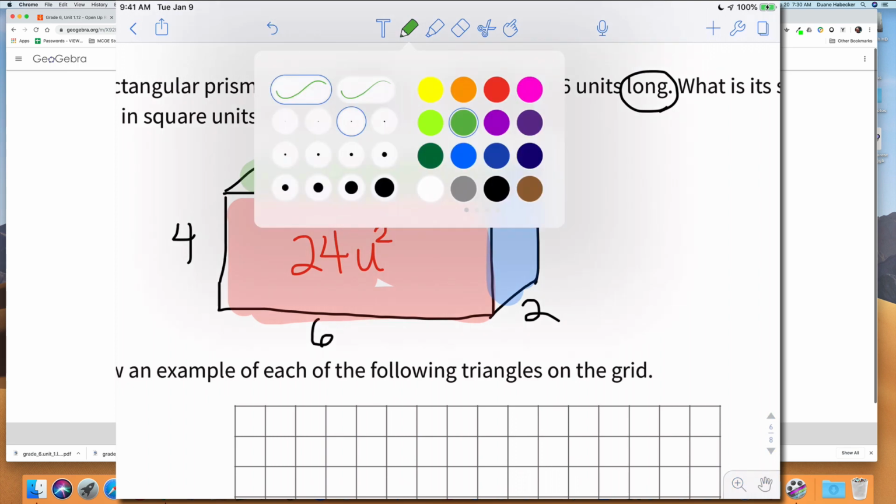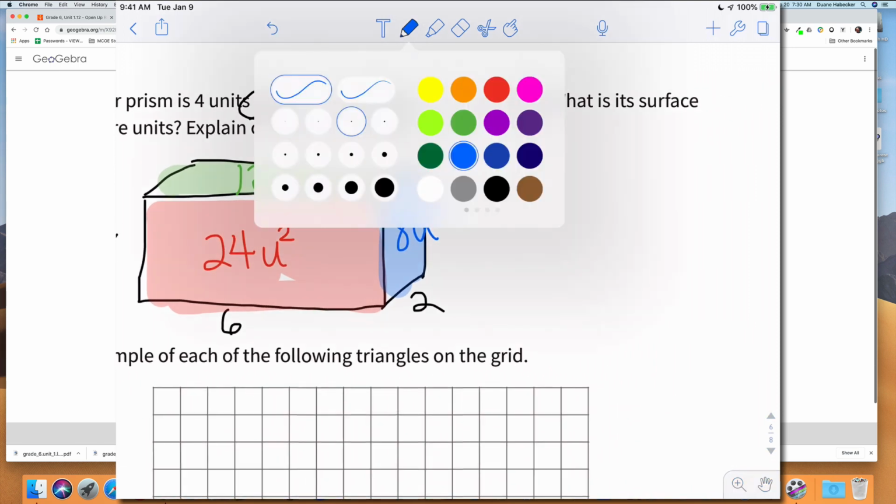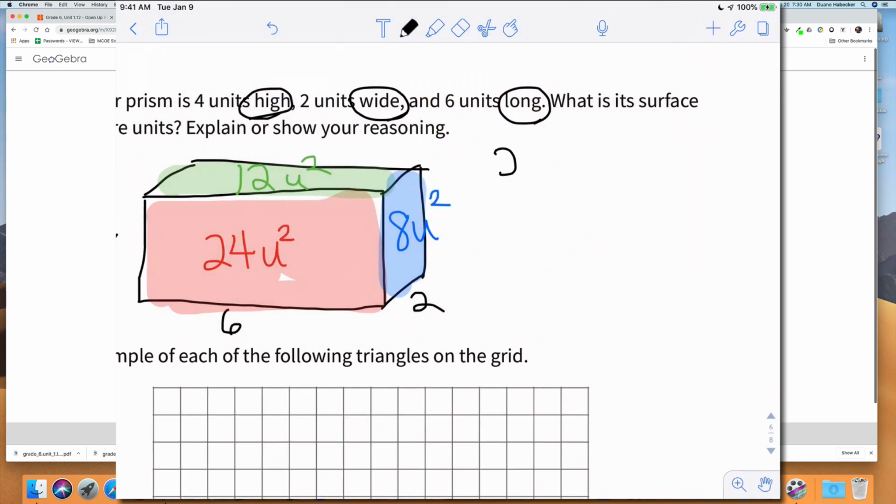And we're going to say that that blue side has dimensions of 2 by 4. Right? It has the dimensions of 2 by 4, which means it's got an area of 8 square units. So we're going to take the 24, the 12, and the 8. I'm going to add those together, and we get, oh, gee whiz, 44 square units.